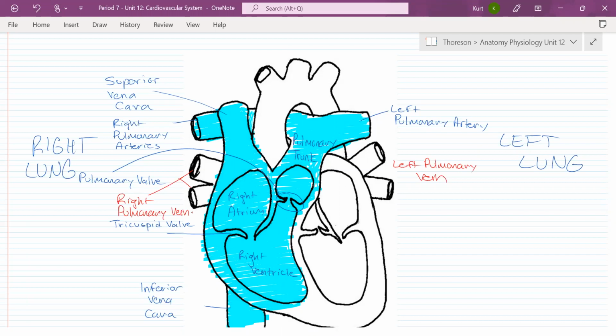Okay, let's go to Sloan. What chamber does blood come into after the pulmonary veins? The left atrium is correct.